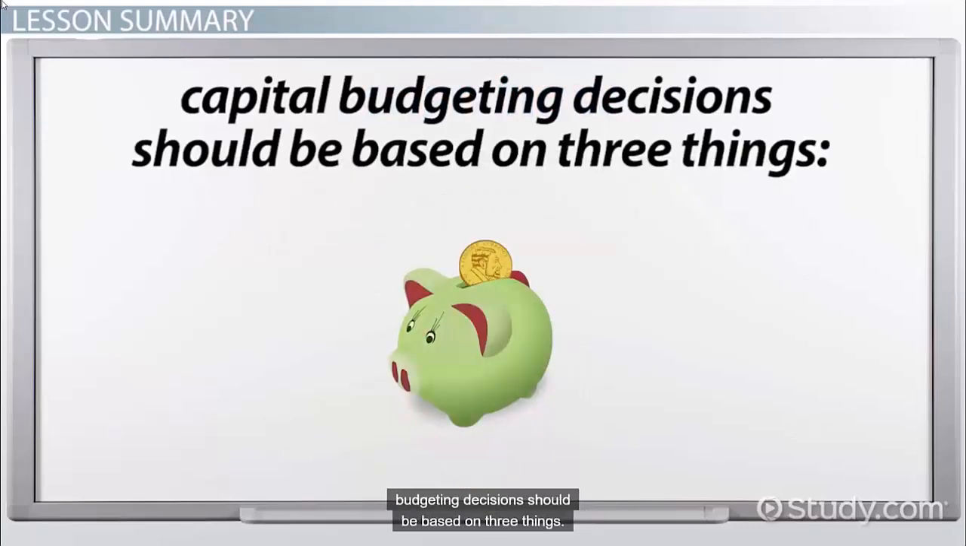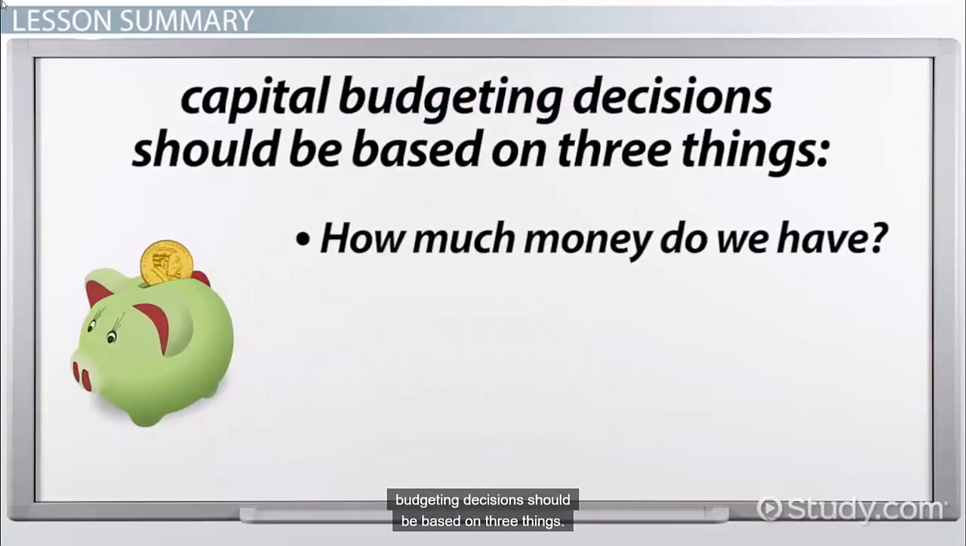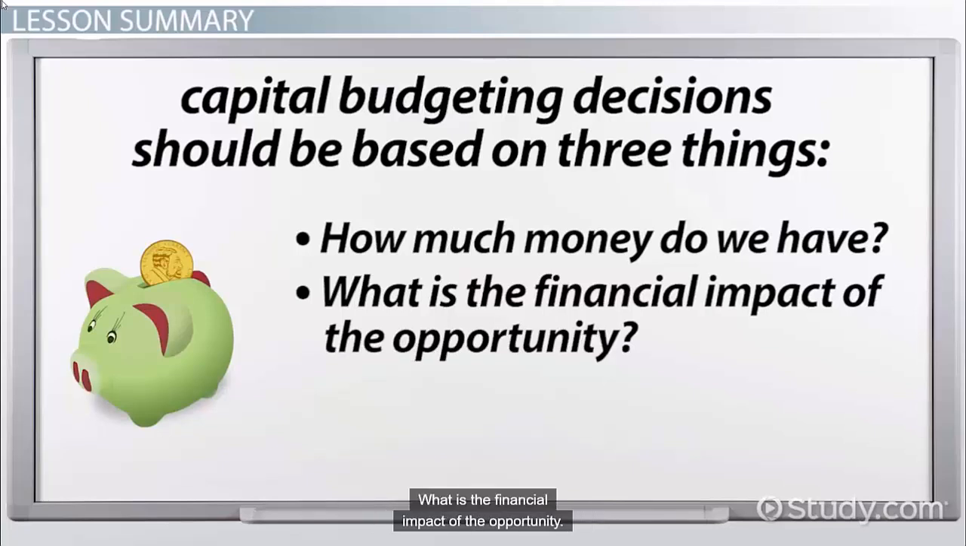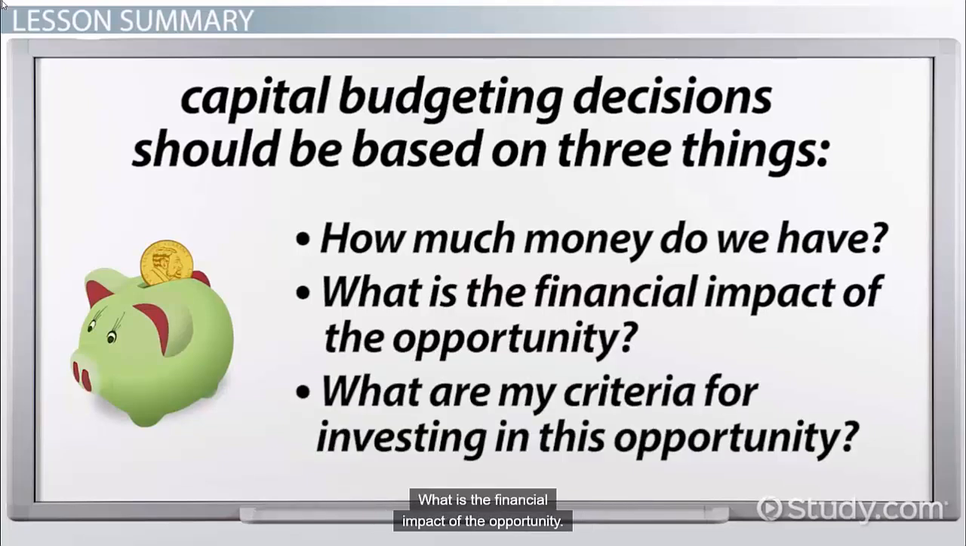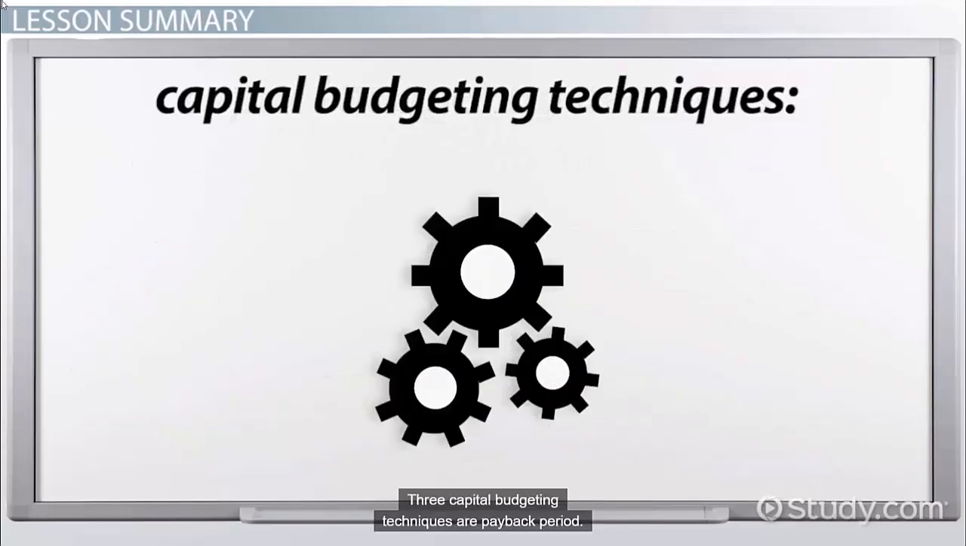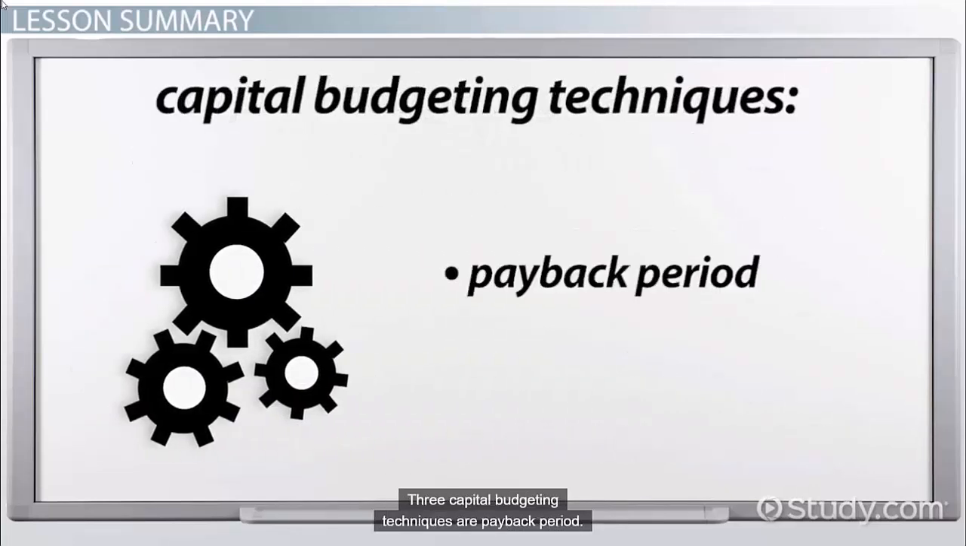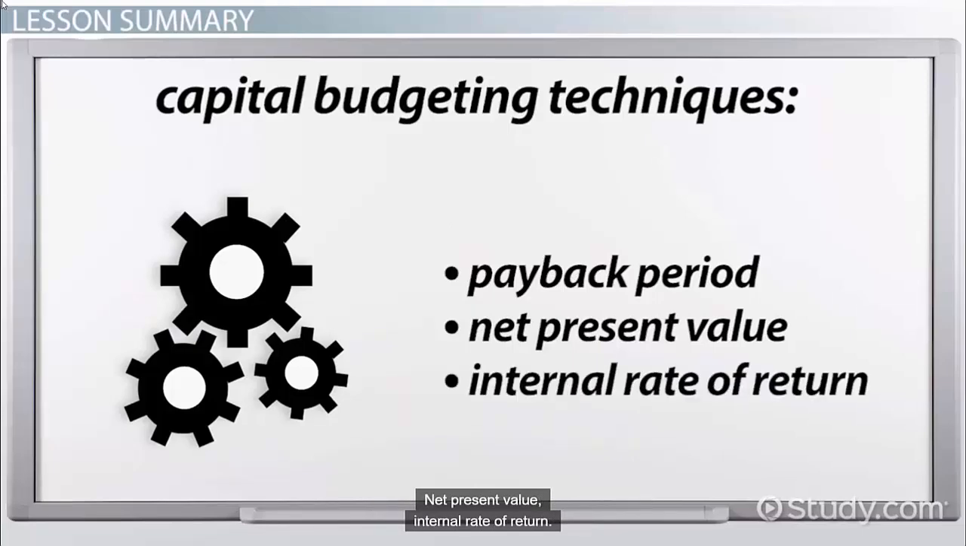Capital budgeting decisions should be based on 3 things. How much money do we have? What is the financial impact of the opportunity? What are my criteria for investing in this opportunity? 3 capital budgeting techniques are payback period, net present value, internal rate of return.